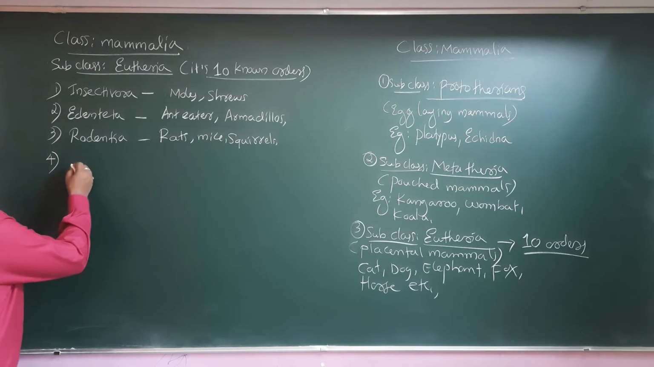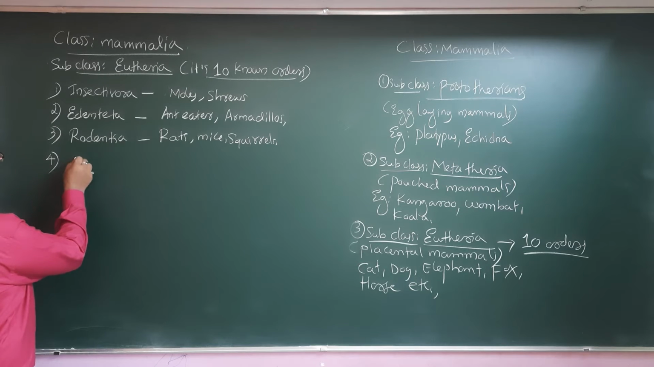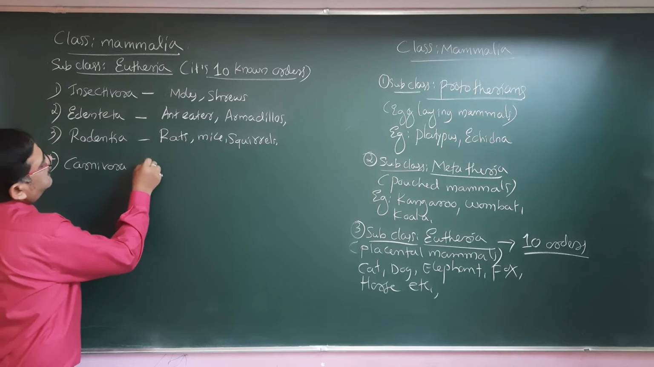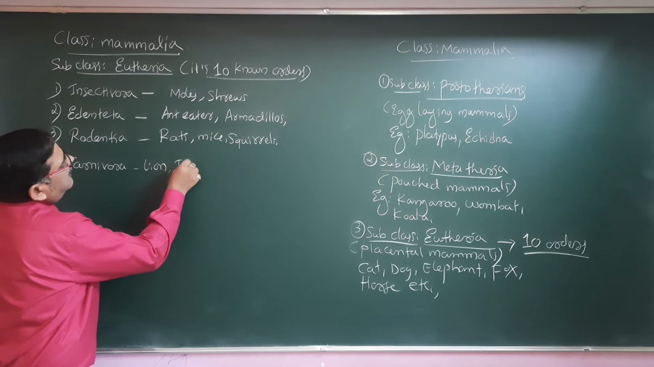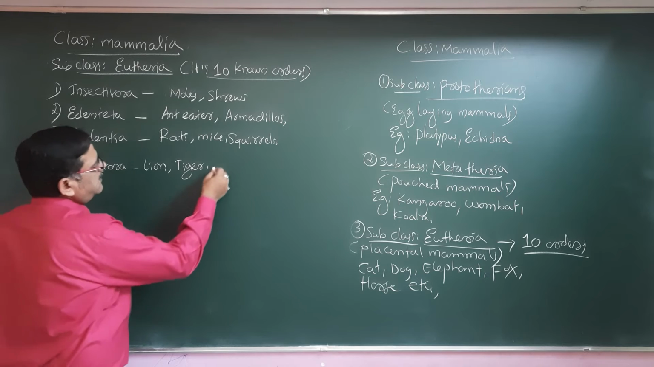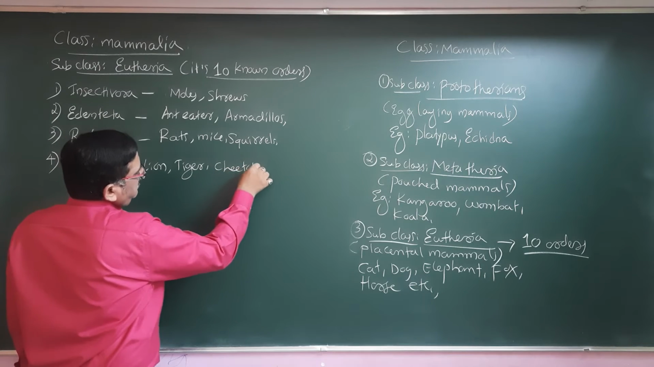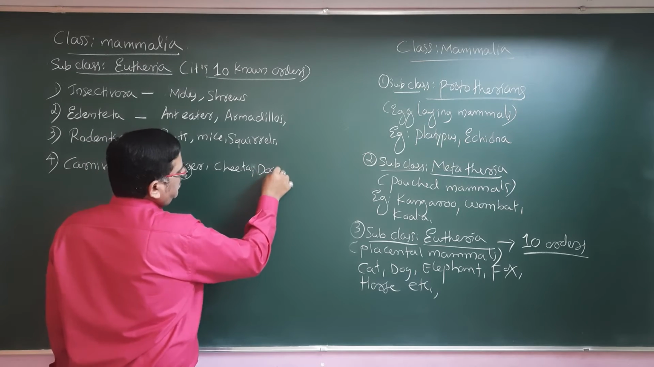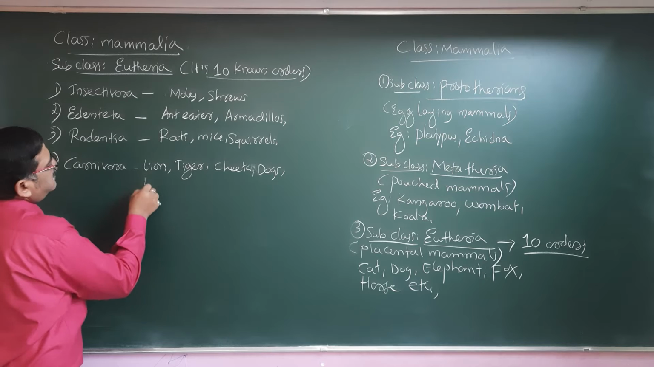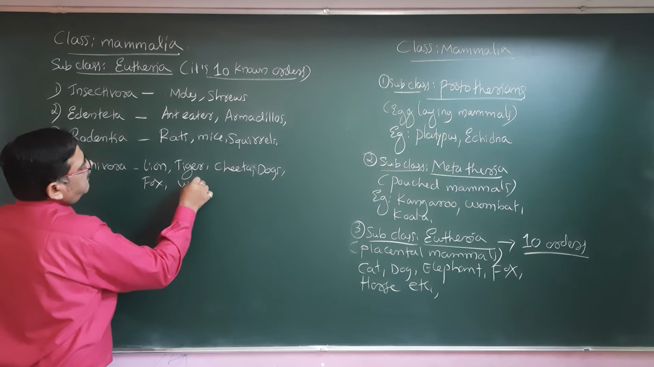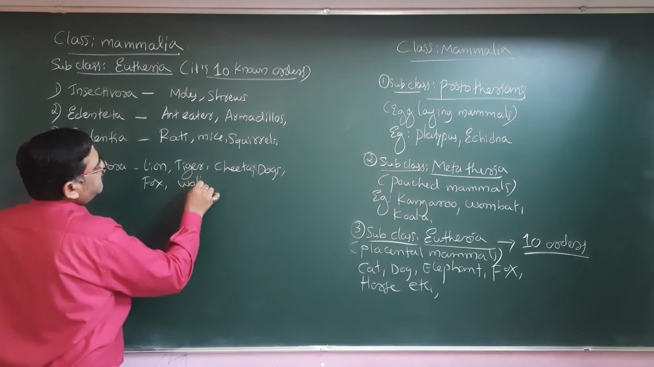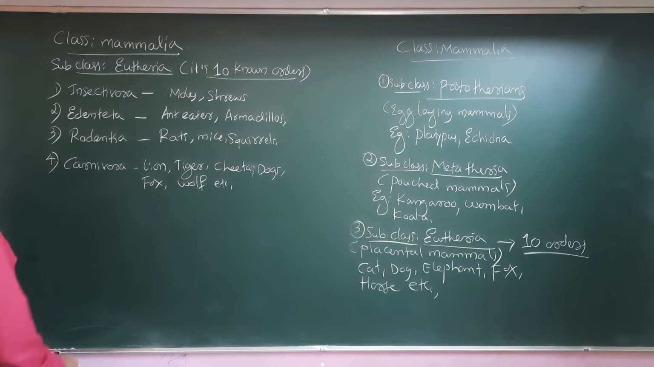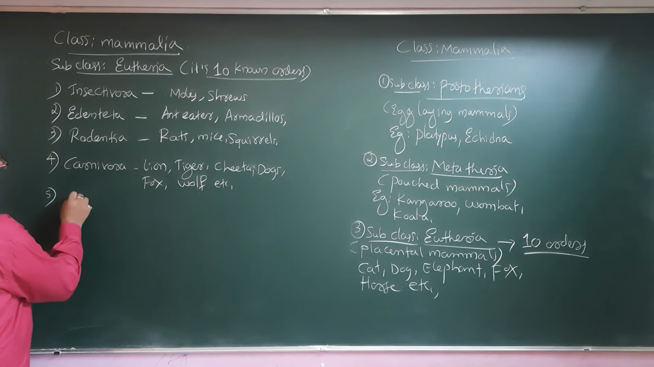it is mainly what we call Carnivora. That includes the lion, tiger, cheetah. Then it even includes the dog, fox, wolf. These are carnivorous animals, order Carnivora. Number 5, Chiroptera.